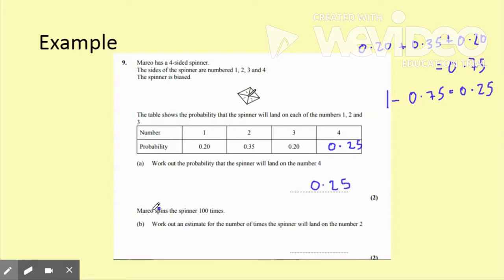The second part says, Marco spins the spinner 100 times. Work out an estimate for the number of times the spinner will land on 2. So we know the probability of landing on 2. Already you can see it is 0.35. Now I'm going to multiply that by 100, which is going to give me 35 times. And that's it.